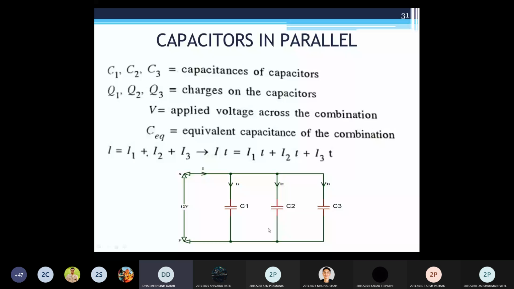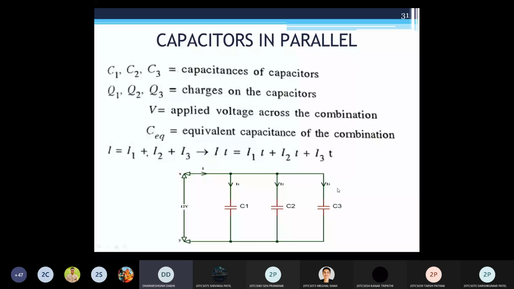When you multiply the current with the time, you get the charge. The definition of current says that the amount of charge passing through any point per unit time is called current. It means I is equal to Q by T, the amount of charge passing through any point in one unit time, or per second, is called current. So from that, we multiply this equation with the time T, and we get the equation of charge. I into T gives the total charge. I1 into T gives the charge on capacitor C1, Q1. I2 into T gives Q2. I3 into T gives Q3.